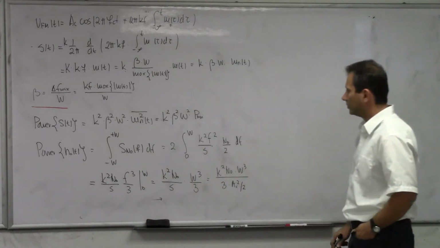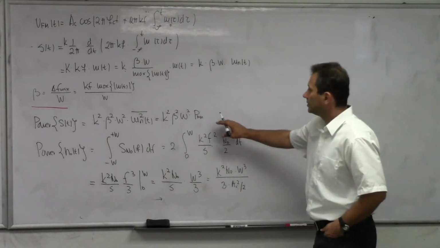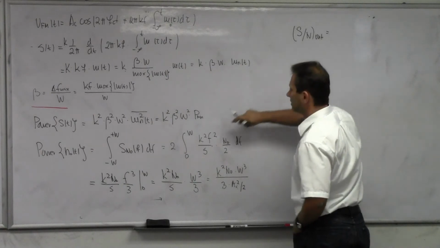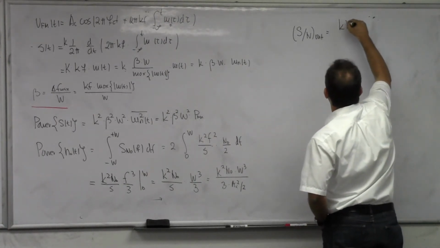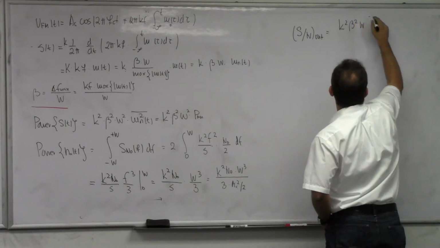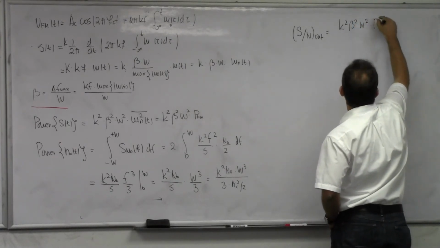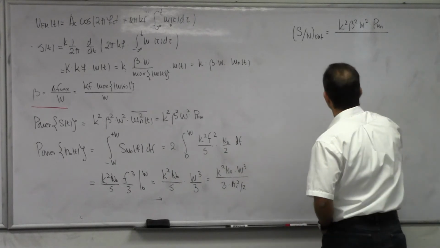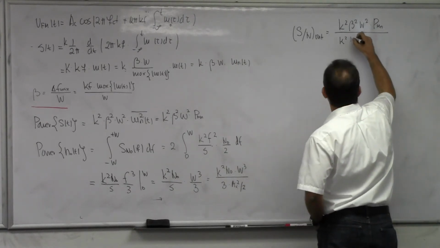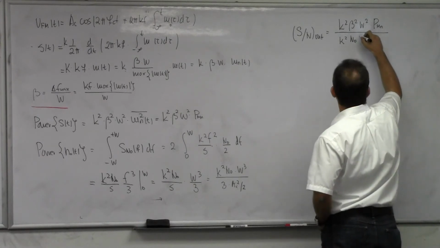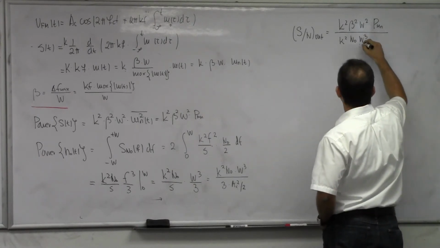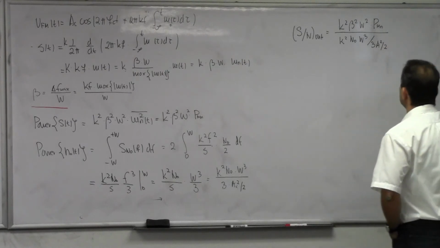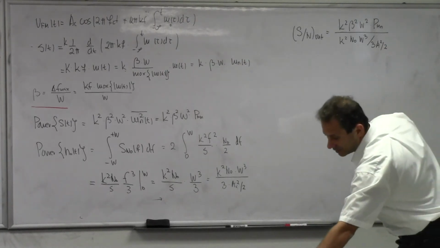AC squared over 2. Now I have everything. So the signal to noise ratio at the output is going to be whatever is the signal, so it's this stuff here, k squared, beta squared, W squared, power of the message normalized, divided by whatever is the noise at the output, which is k squared and 0 times W cubed, divided by 3a squared over 2. And you can see that some of these things will clean up.